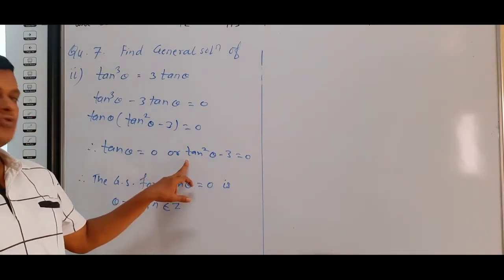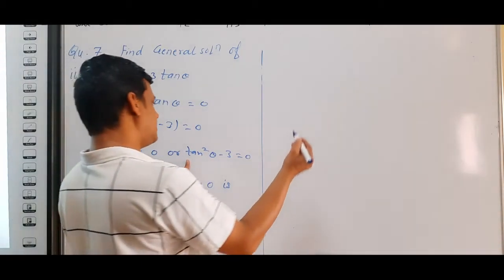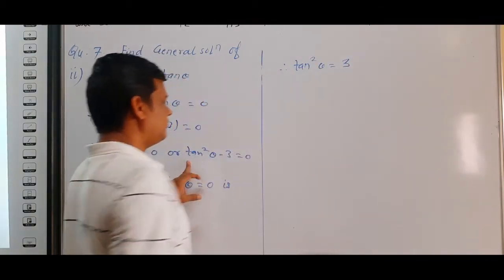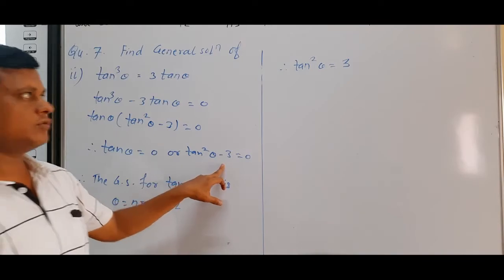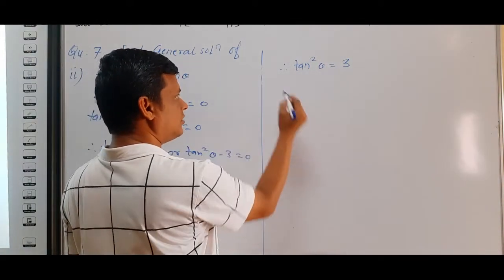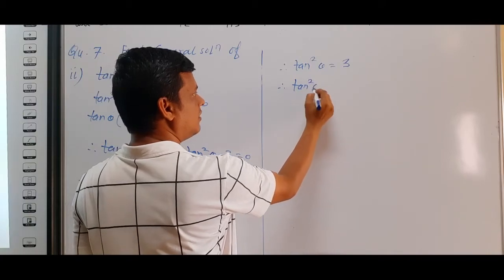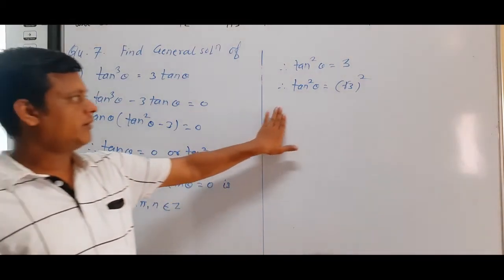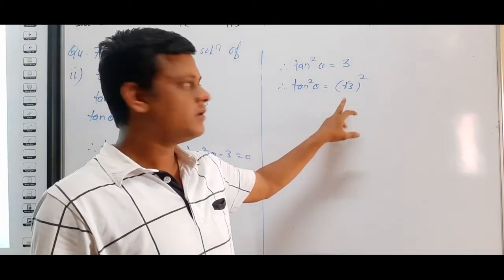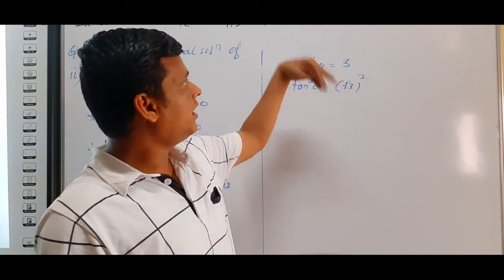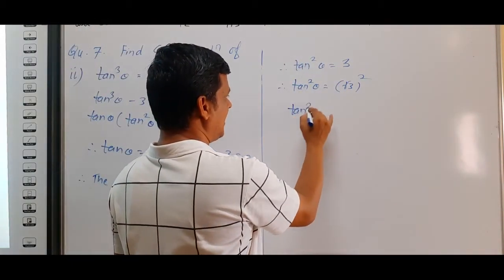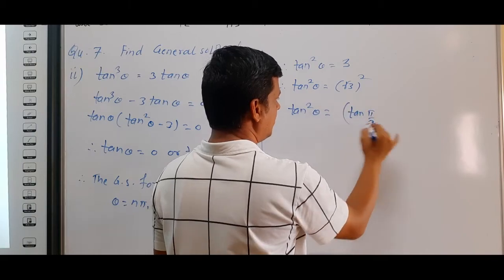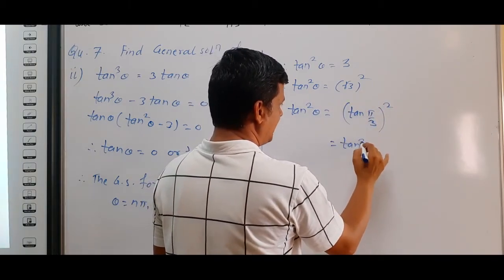Now we have to find the general solution for tan square theta minus 3 equals 0. Therefore, tan square theta is equal to 3. Taking the square root on the RHS, we write 3 as root 3 whole square. Now we know the form tan square theta equals tan square alpha. So we write root 3 in tan form: tan square theta is equal to tan square pi by 3.